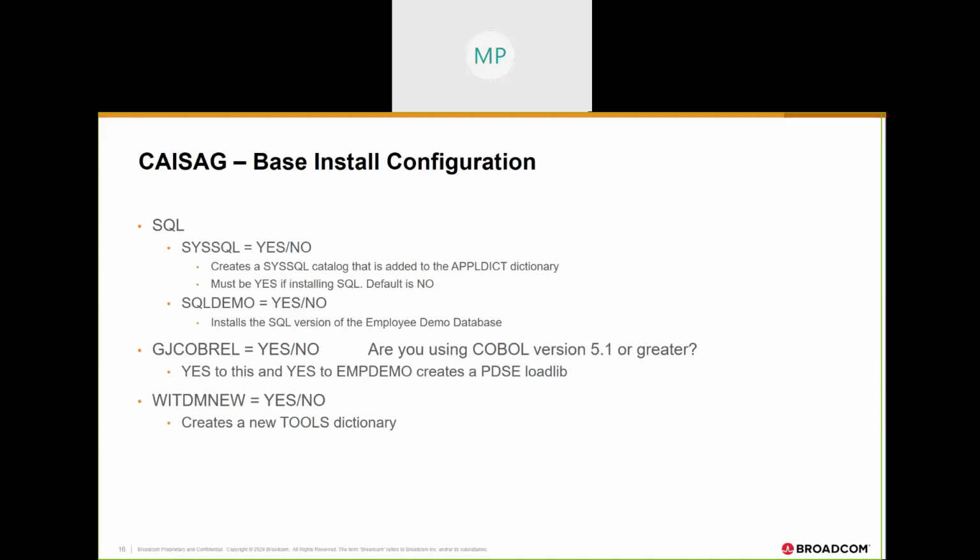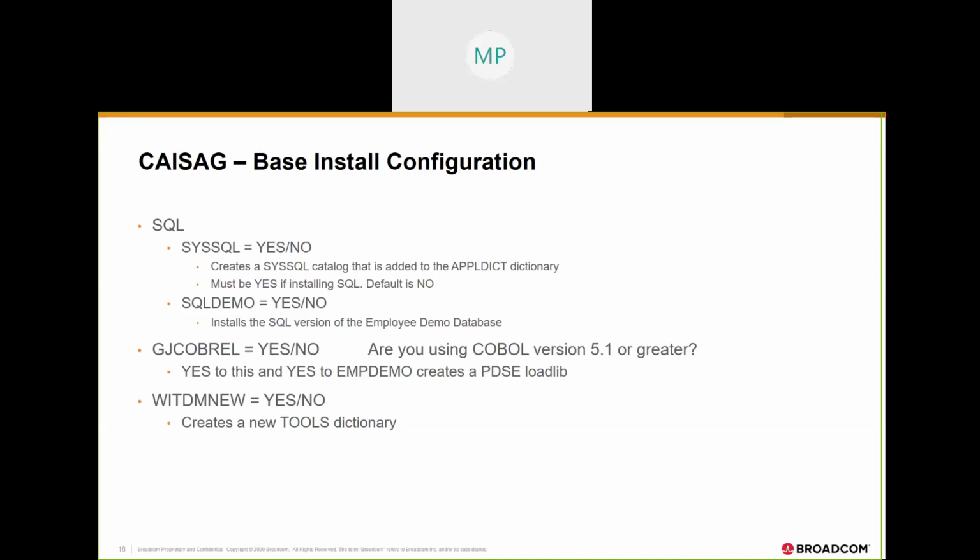So I'm getting ahead of myself, but in addition to saying yes to the SQL product, you must also set the variable sysSQL to yes. This will add an SQL catalog to the AppleDict dictionary, and the default for this variable is no. If you set the SQL product variable to yes, but leave sysSQL as no, the CAISAG job will produce an error. And SQL demo determines if the SQL version of the employee demo database should be installed. And again, SQL must be yes as well, the SQL product.